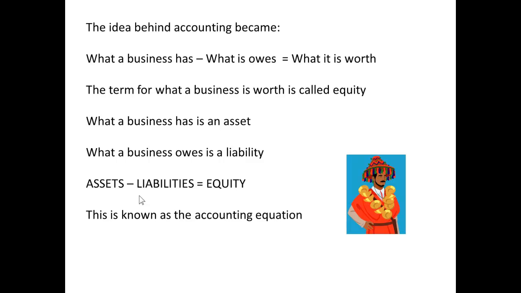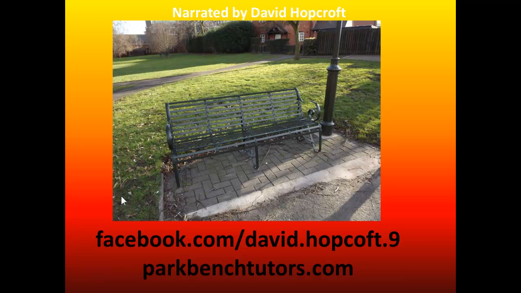So the idea behind accounting became that if you had what a business has and you subtract what it owes, that gives you what a business is worth. And the term for what a business is worth became called the equity of a business. What a business has was an asset, what it owes is a liability. So if we took assets, subtracted liabilities, we're left with equity. And that is known as the accounting equation.